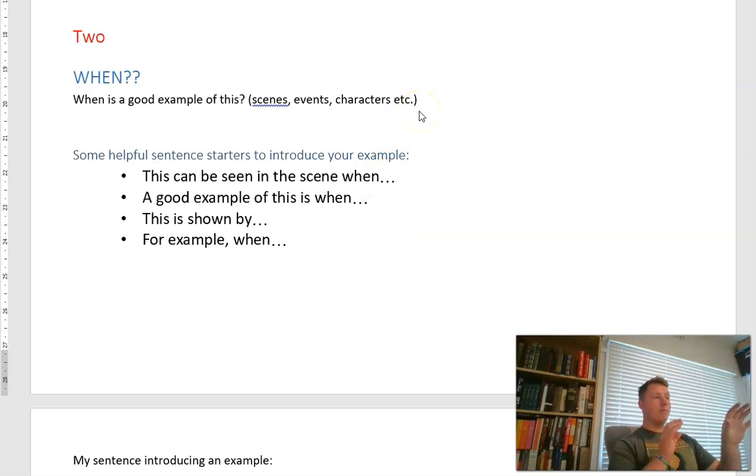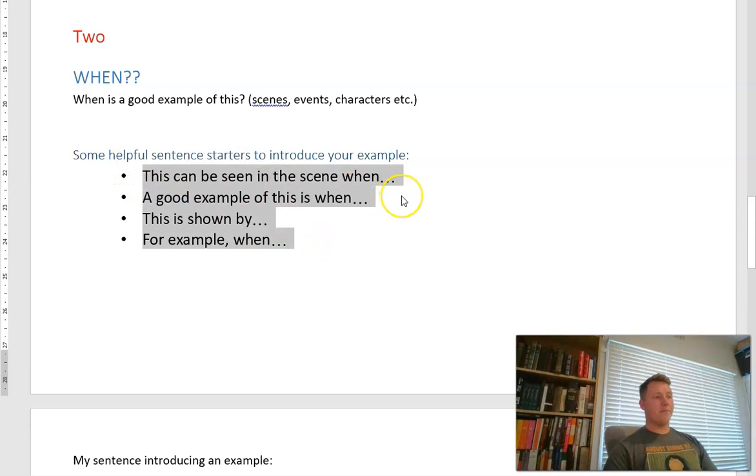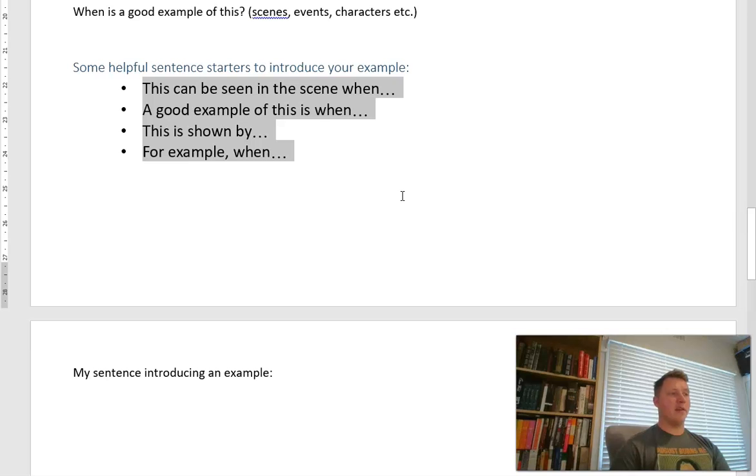Now, there's plenty of scenes that I could be looking at, but let's do them one at a time. For this example, I just want to keep it nice and simple for us. So what we need to be doing is, we've got some sentence starters here where we could introduce our example. Now in this, we're not going to write every single thing that's happening in the scene. We're going to get into some of the details when we get to our next step. But right now, we simply just want to introduce when's a good example of this happening.